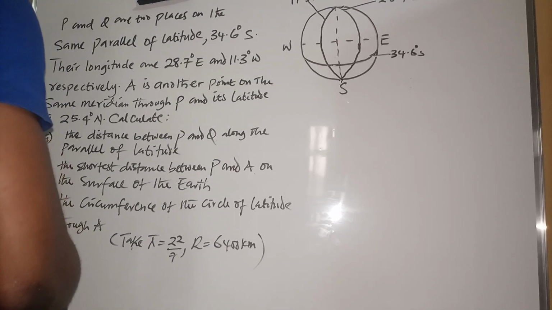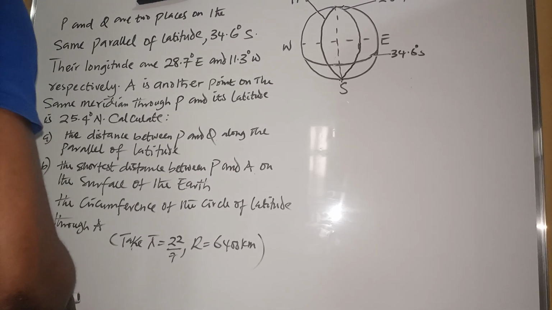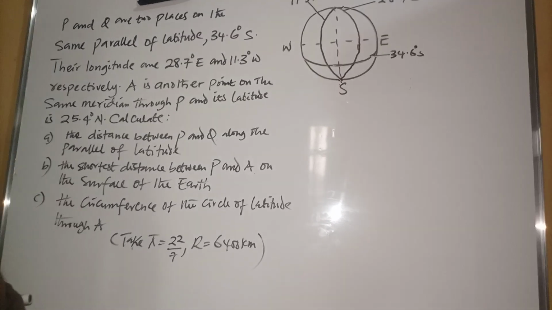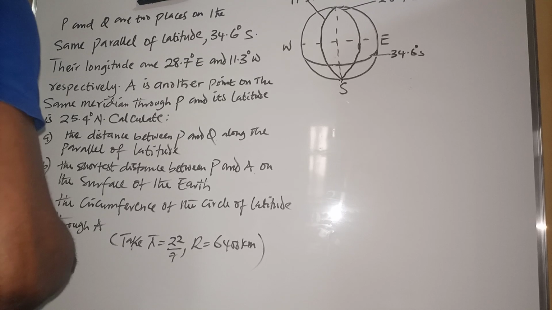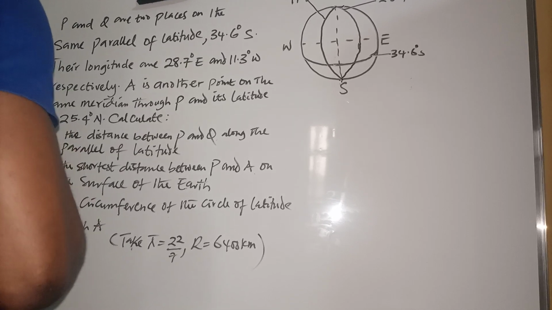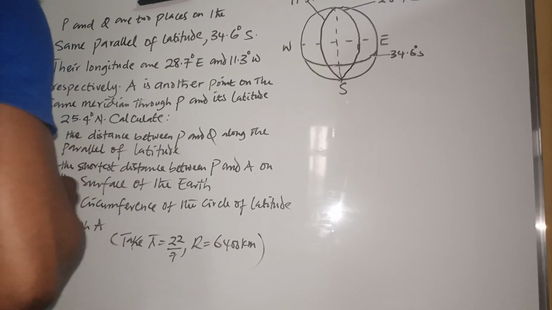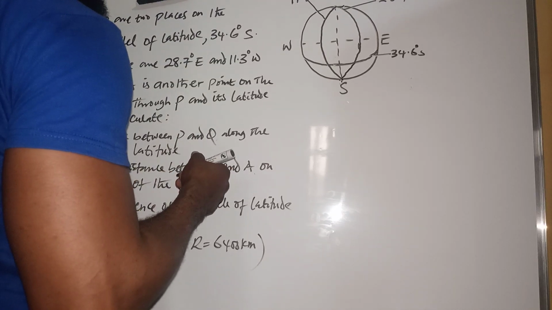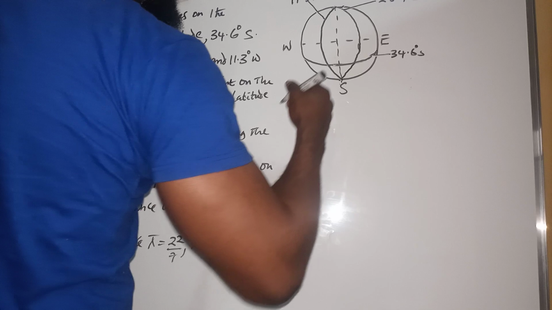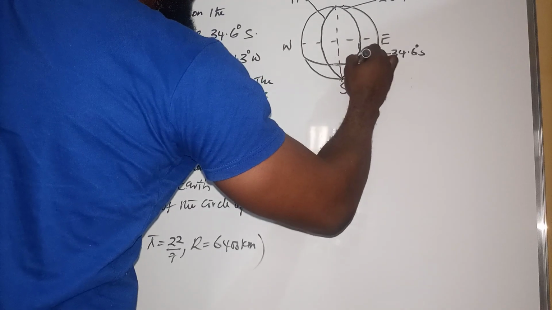We need to know the one that is P and the one that is Q. We're told that the numbers were given respectively, meaning that the first one is for P and the second one is for Q. So our P is on longitude 28.7 degrees east and latitude 34.6 degrees south. So this is my P.